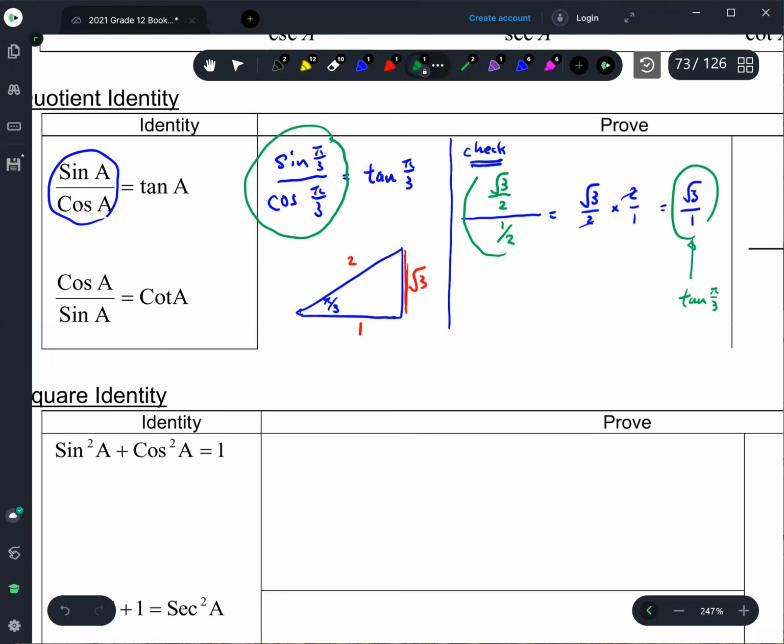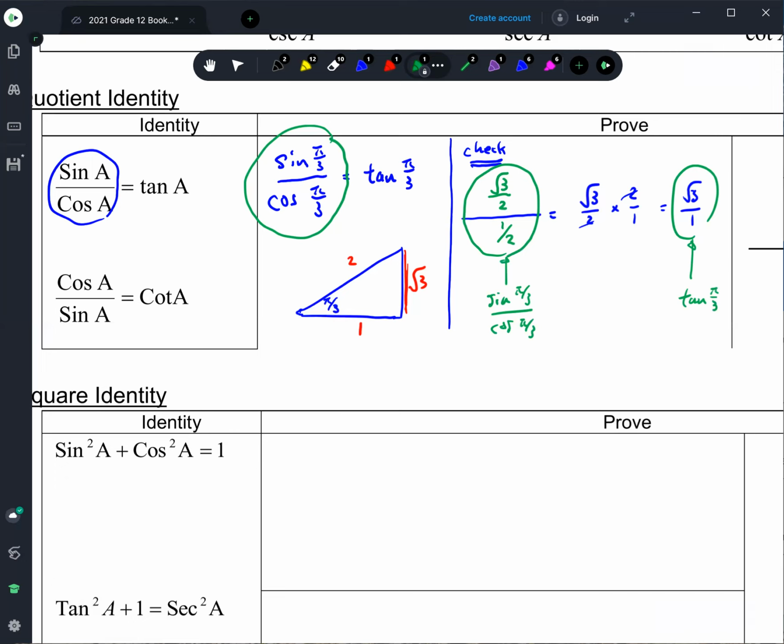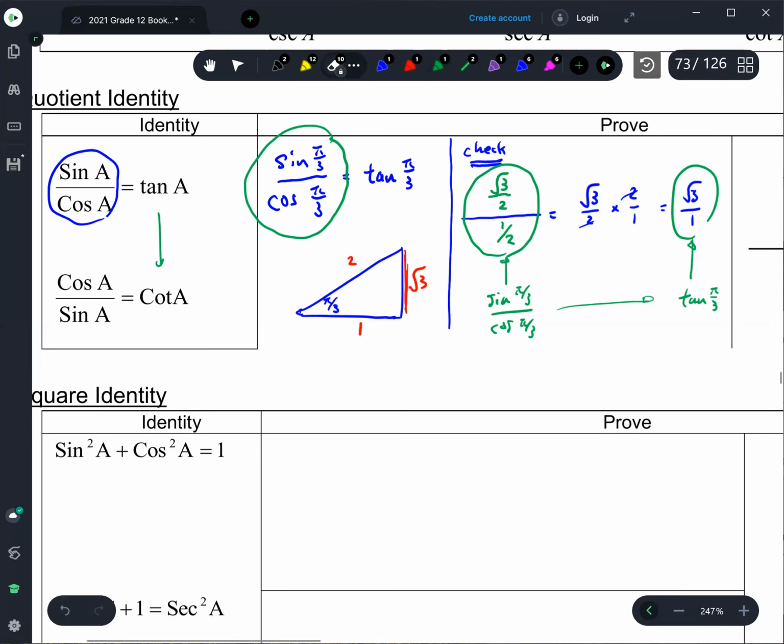This part is sine pi over 3 divided by cosine pi over 3. So you can see sine angle divided by cosine angle can become tangent of the same angle. This is just checking that it works. Similar for cosine over sine. Cosine over sine means you flip it, the reciprocal. So the reciprocal of tangent becomes cotangent. Those two are related, so if you remember the first one, you remember the second one.